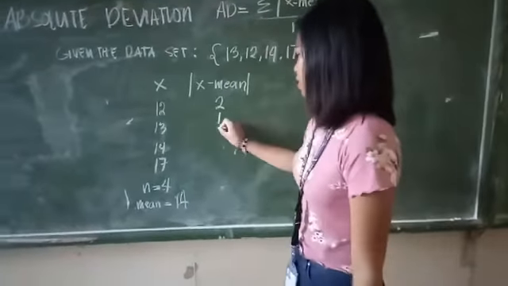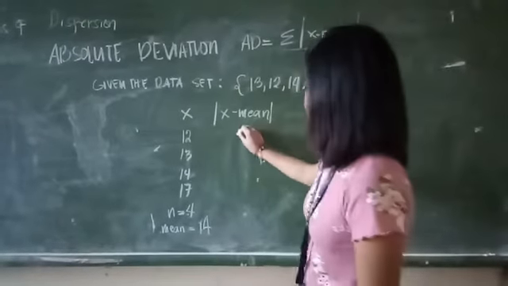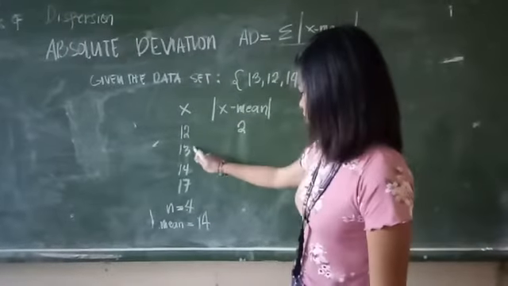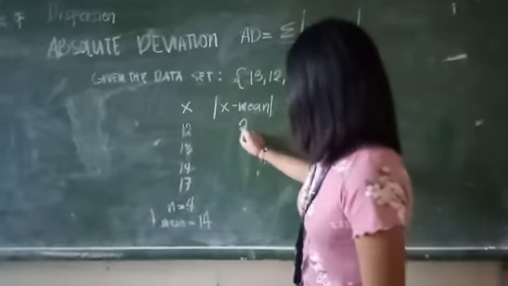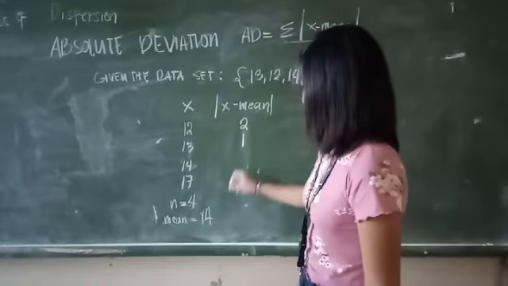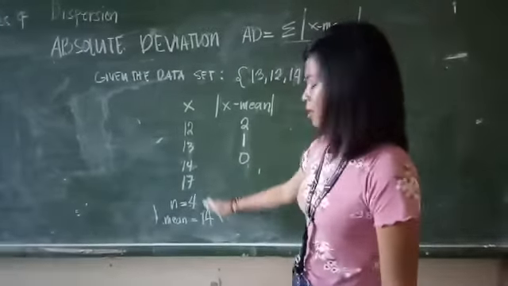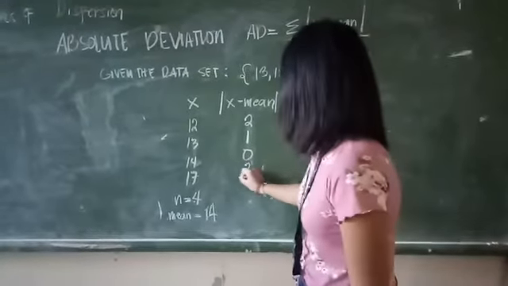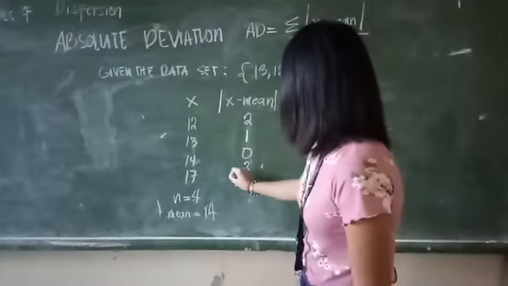So to get the absolute value of x minus mean, we subtract the mean from each sample. So 12 minus 14 is negative 2. Since it is absolute value, it will always be positive. So 13 minus 14, we have 1. 14 minus 14, 0. And 17 minus 14, we have 3. So we add it all.